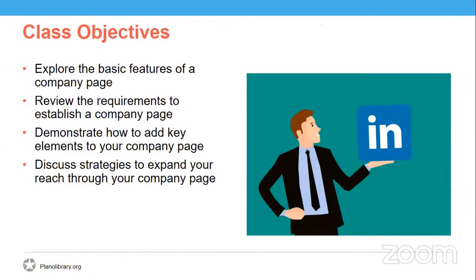We have 4 main objectives for today's class. First, we're going to explore the basic features of a company page. We'll be looking at the key components that will display to other LinkedIn users using some existing company pages as an example. Next, we'll review the requirements to establish a company page. And we're going to talk about LinkedIn's general guidelines and the key questions that you should answer as you get started so that you'll have all the information at hand to build that company page. Then we'll demonstrate how to add elements to your company page and walk through the basics of setting up that page for others to be able to view and interact with you.